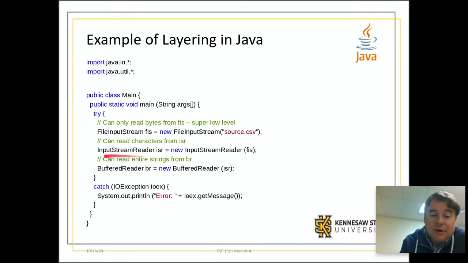And now we might want to layer on top of that again so that we can read an entire string. And so this one is called buffered reader, and we would take in a new buffered reader. And again, that one actually takes the previous one as its parameter and gives you a BR. Once you have a BR, you can actually just read from it.